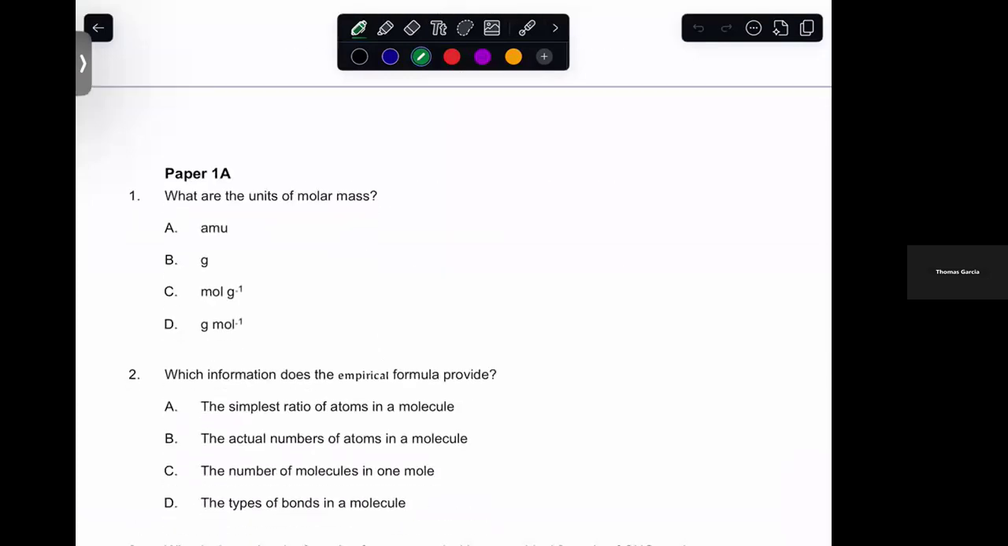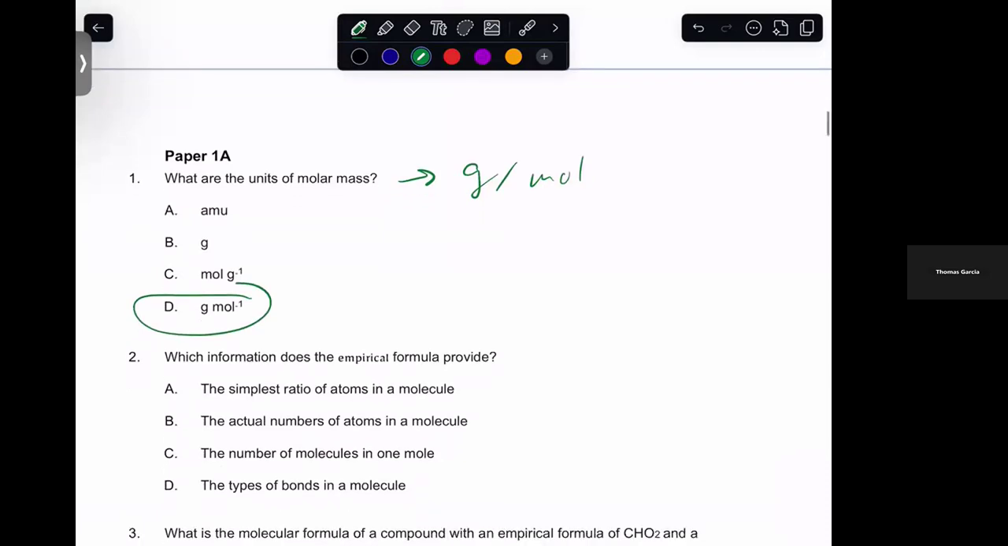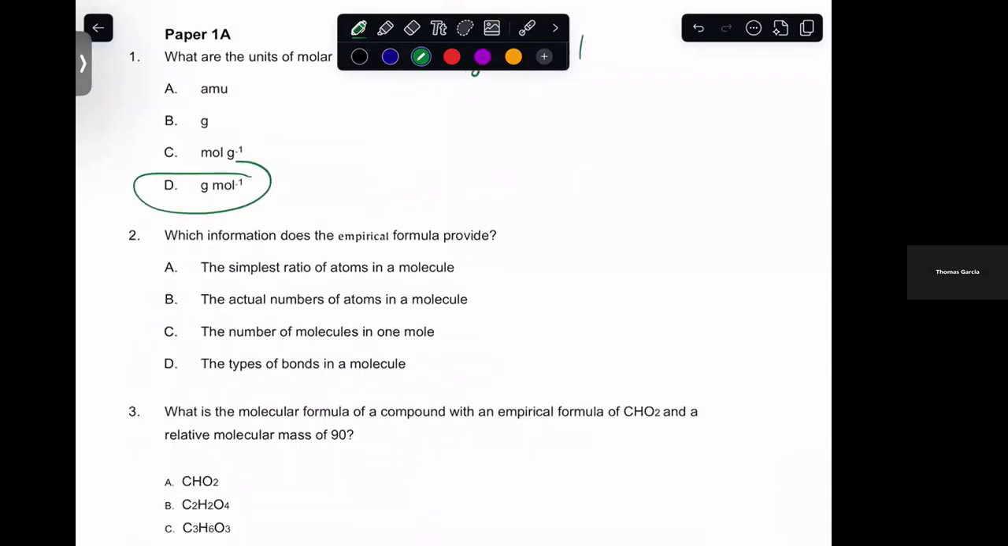What are the units of molar mass? Molar mass is just grams per mole, or gram mole inverse. Which information does the empirical formula provide? Empirical formula is just the simplest ratio of atoms in a molecule. These are all memorization thus far.